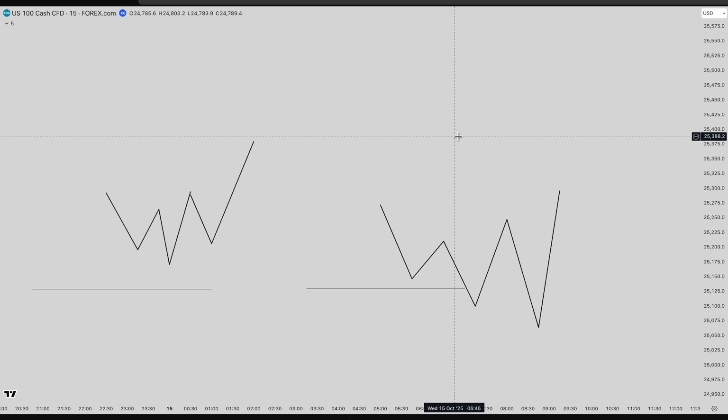Now, what are we doing? Well, first of all, we're seeing that we do have SMT. NQ didn't take out the low, while ES did take out the low, and ES also took out the major area of liquidity. At this point in time, that is where I'll look to my lower time frame, normally my 15-minute and my 1-minute, and I'll start looking for my trade.